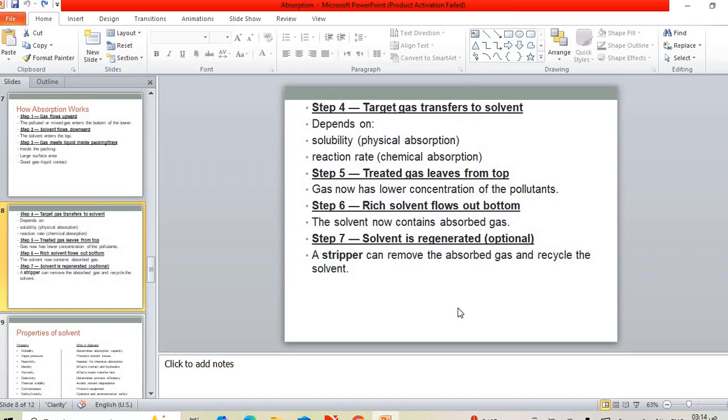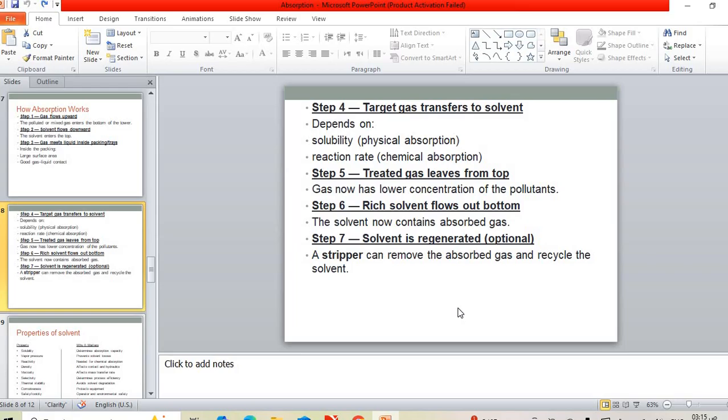In case we have a physical absorption, we care about the solubility, as the gas dissolves in the solvent. And in case of a chemical absorption, we care about the chemical reaction or the reaction rate, whereas a new product is created and there is no way to return back to the initial state.